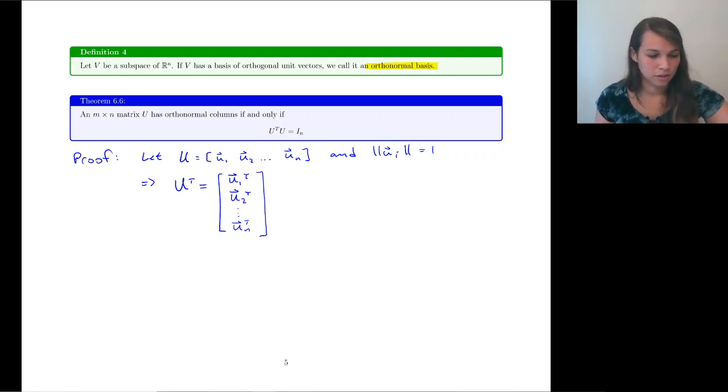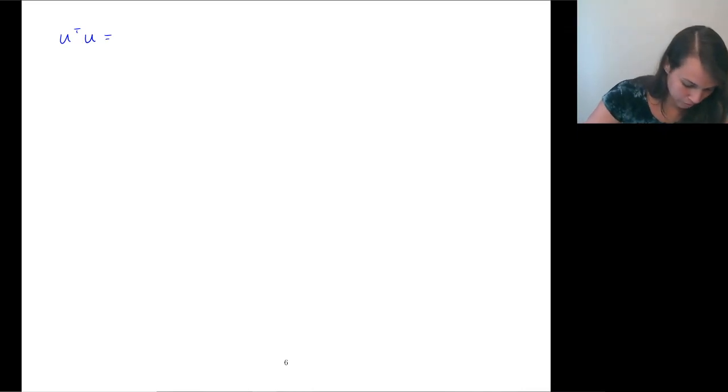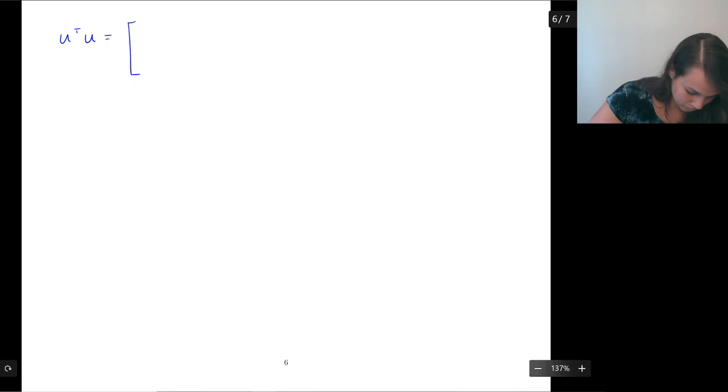Okay. So that's our guys right there. Let's go ahead and multiply them together, and I've left myself lots of room to do that. So we've got U transpose times U is equal to U1 transpose, U2 transpose, UN transpose, and then times U, which is just U1, U2, UN.